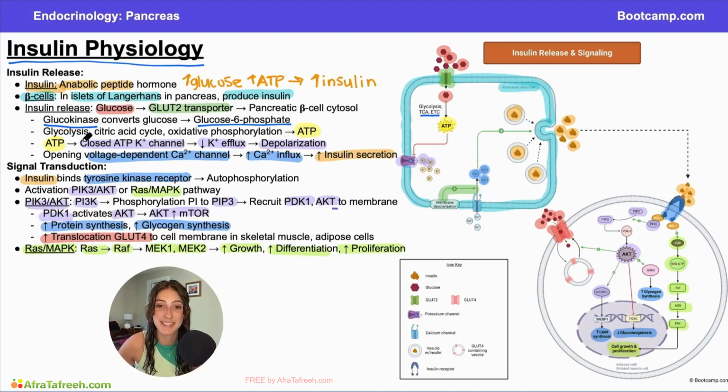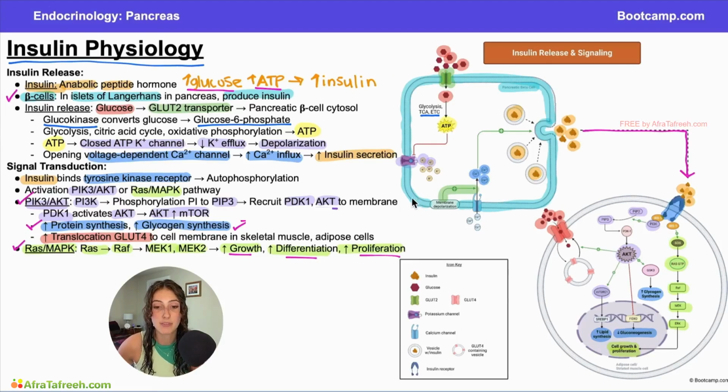Now, I know that was a lot of information. Let's briefly recap what we talked about in this video. So insulin is made by beta cells in your pancreas. Insulin is released during a fed state when glucose levels are high and ATP levels are high. When insulin is released, it then travels to skeletal muscle and fat cells, where through either the PIK3 and ACT pathway or the RAS-MAPK pathway, it can exert these downstream anabolic effects, increasing protein synthesis, increasing glycogen synthesis, increasing cell growth, differentiation, and proliferation.